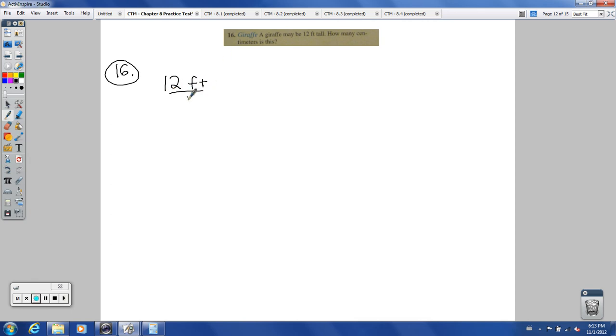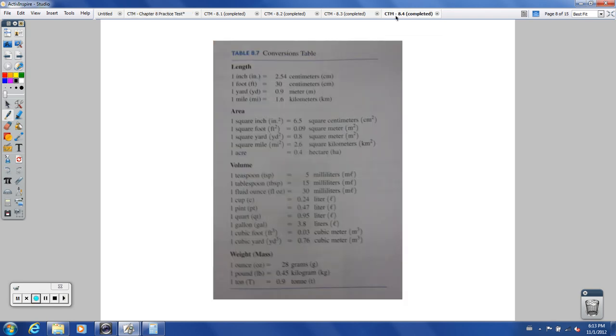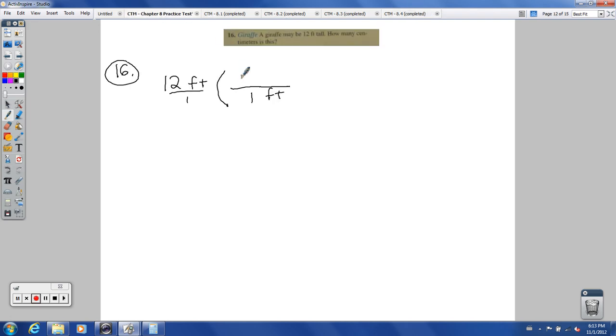We want to change it to centimeters. I'll put that over 1. I'll put feet on the bottom. And the conversion was 1 foot to 30 centimeters. If you ever look at a foot stick, for lack of a better term, or just a regular ruler that's usually a foot long, 30 centimeters matches up quite well with that actually. So this is a good approximation here. So this is 30 centimeters right here.